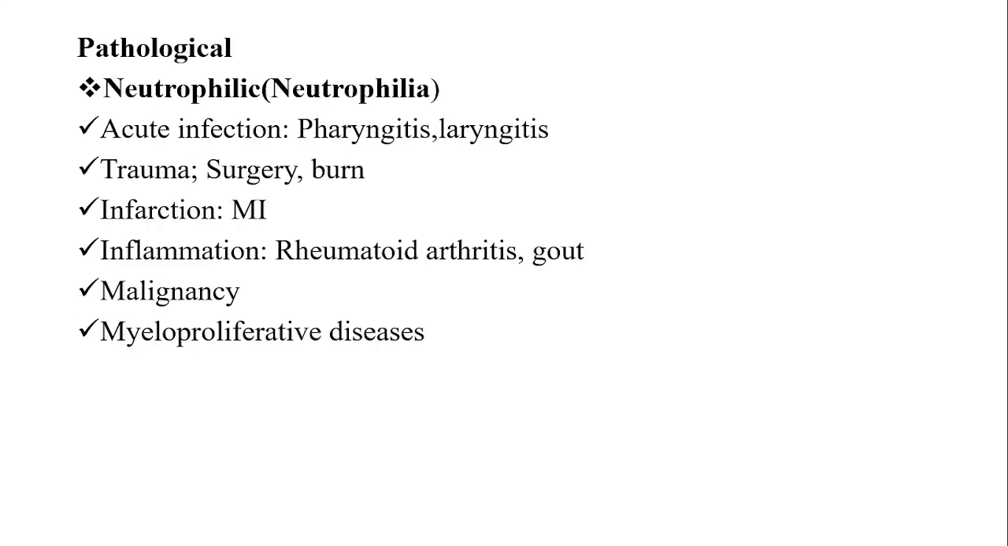Now some pathological conditions. Neutrophilia is the first line defense mechanism. So in acute infections or in acute inflammation, the neutrophil count will be increased, like in acute pharyngitis, acute laryngitis, or trauma like surgery, burn, or myocardial infarction, or some inflammatory diseases like rheumatoid arthritis, gout, malignancy, myeloproliferative diseases.